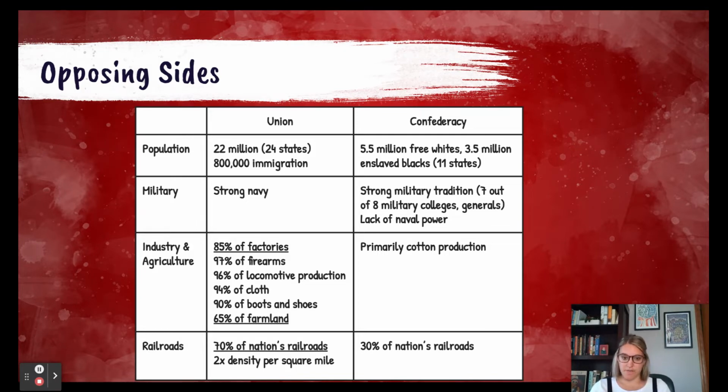Industry is going to be in favor of the Union. Their ability to transport people and materials is going to be a huge benefit during the war, and that connects to the railroads. All those goods that they're producing, they can get to the battlefields much quicker.